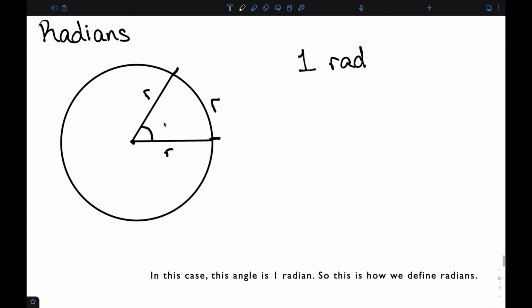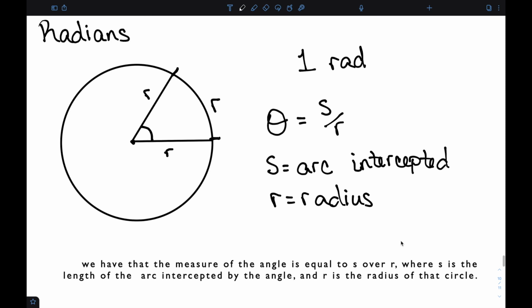So this is how we define radian. It's the measure of the central angle intercepting an arc of length r. So for a general angle, we have that the measure of the angle is equal to s over r, where s is the length of the arc intercepted by that angle, and r is the radius of the circle.